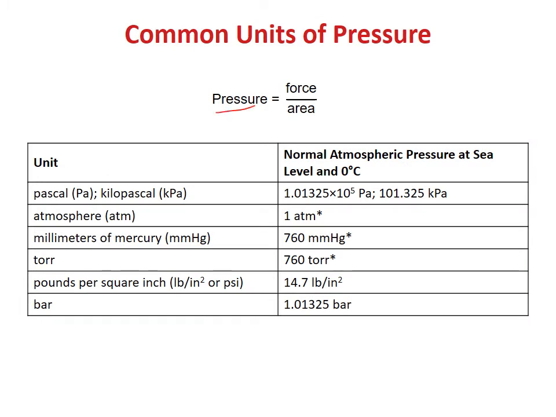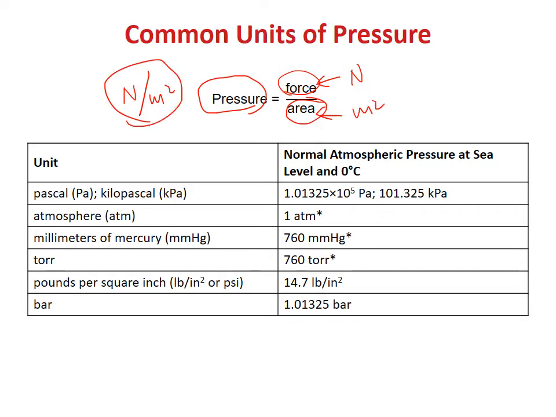Pressure is defined as force divided by area. In SI units, force is in Newtons and area in meters squared. So the SI unit for pressure is Newton per meter squared. This unit is also called Pascal. So Pascal is equivalent to Newton per meter squared.